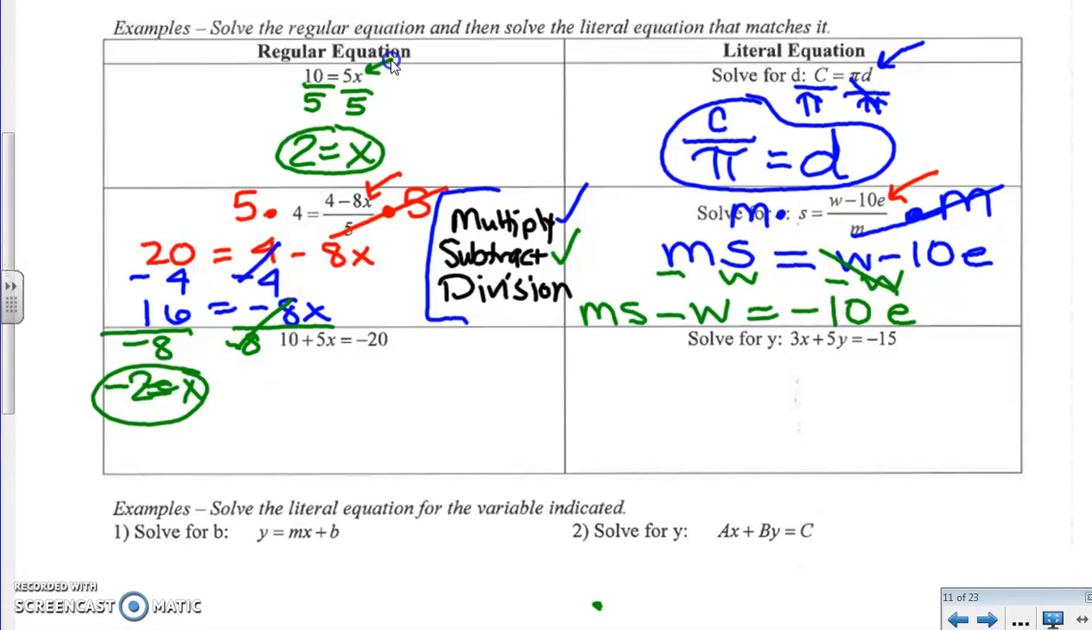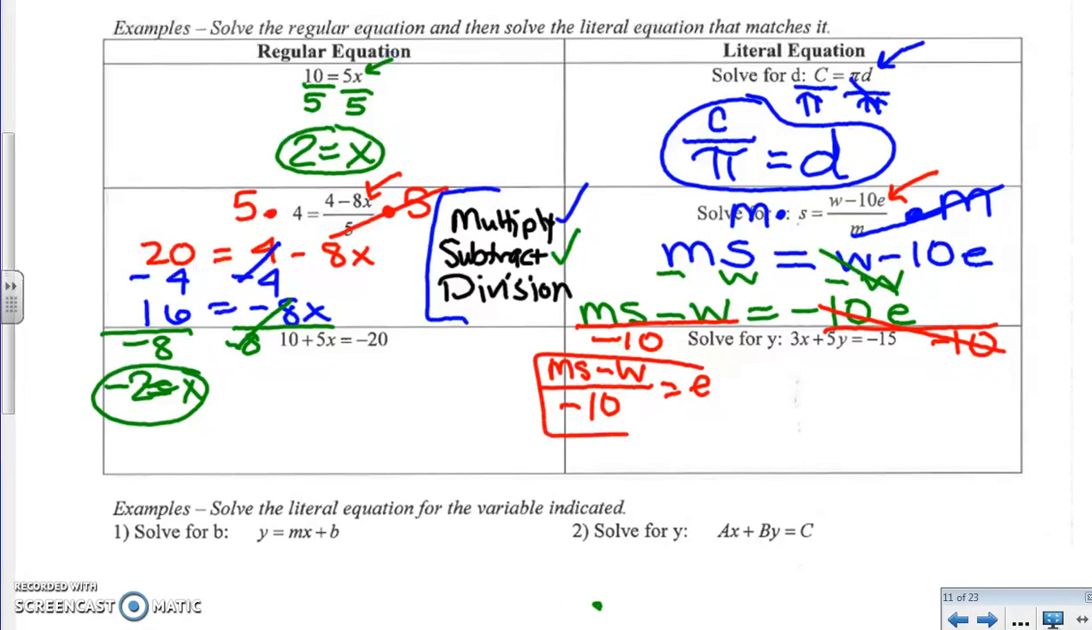Now we need to use division because we don't want negative 10 to be multiplied by e anymore. On the left side, we can divide the entire expression by negative 10. And so this second box leaves us with ms minus w. Since those are variables, they can't really be divided by a number of negative 10, and that is equal to our e. So box 4, if you label these out, we had box 1, box 2, box 3. So box 4 was very similar to box 3 if you followed the same steps as we showed.